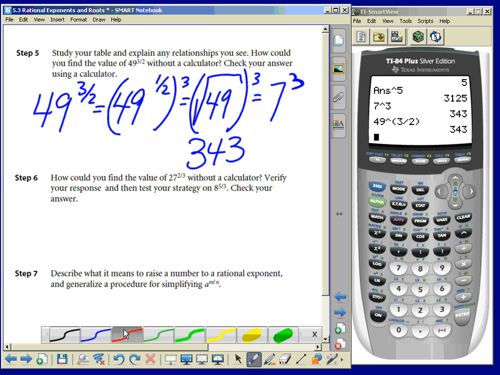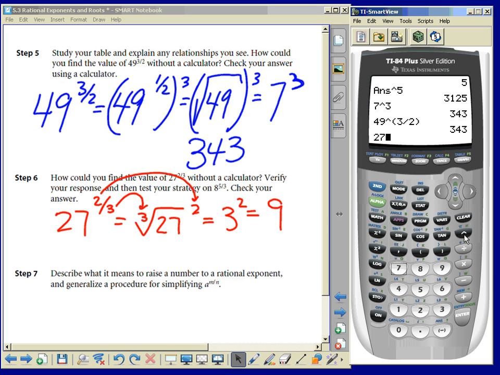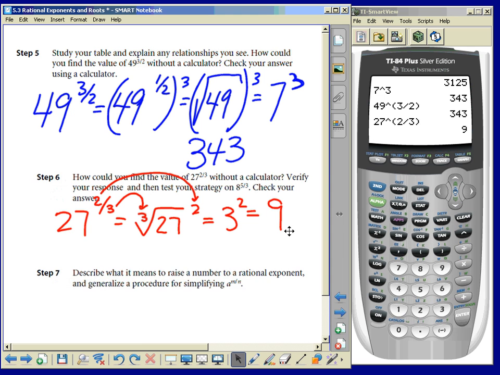How could we find the value of 27 to the 2/3 without a calculator? All right, so here's what we're getting at. 27 to the 2/3. The 3 tells you what root you're going to take. The numerator 2 tells you that you're going to take that answer and square it. So the cube root of 27 is 3. 3 squared is 9. Check it on the calculator. 27 to the, parentheses, 2/3. The calculator is going to cube root 27 and then square it. 9. Bingo. Got it. Right there, 9.